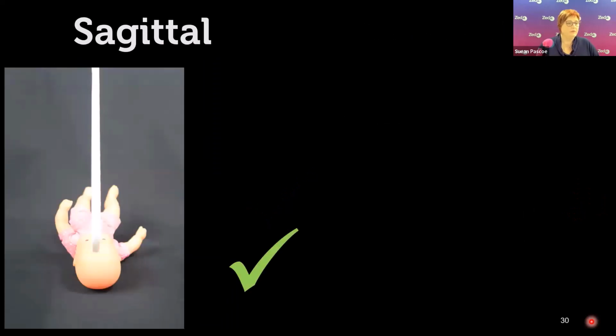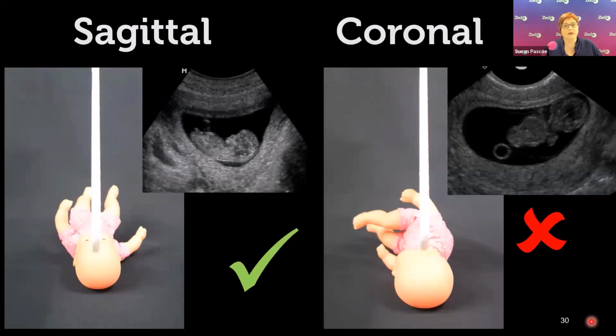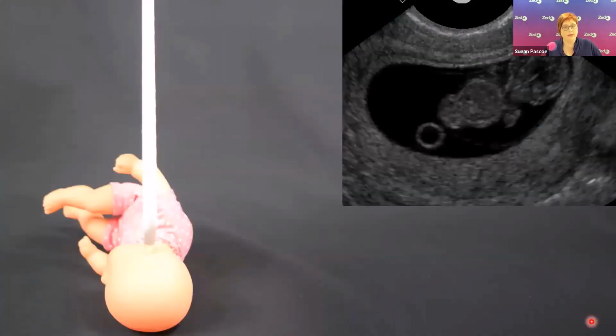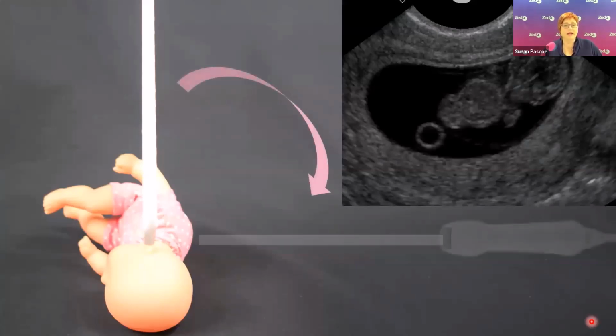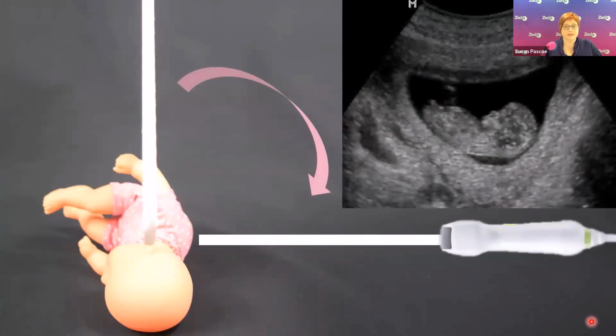And so how do you tell the difference? When we're true sagittal, we should be able to see a profile picture. When we're coronal, we kind of see the front and back of baby. So if you're in the coronal plane, you've got to move your probe in an arc by sweeping and fanning the probe to come 90 degrees to the baby so that we get a sagittal section of bub.